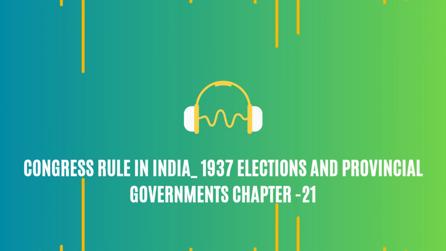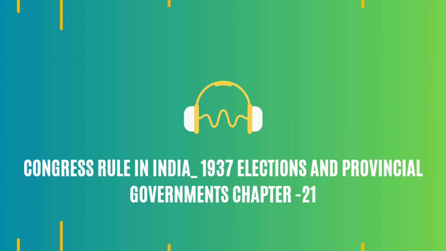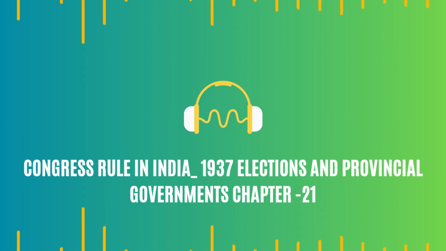So let's set the scene. It's the 1930s, India is under British rule, and the fight for independence is simmering. The civil disobedience movement has just ended, and the Indian National Congress is kind of at a crossroads. What's the next move?